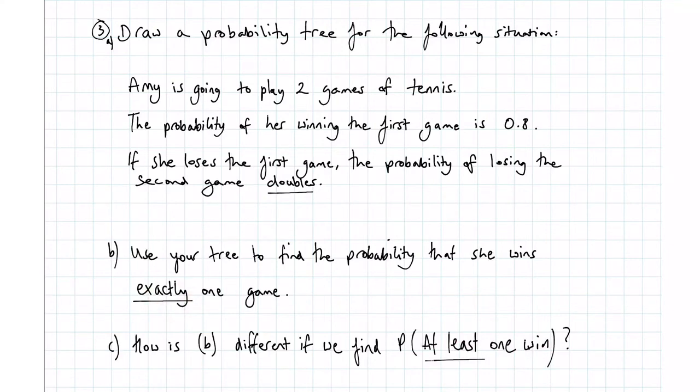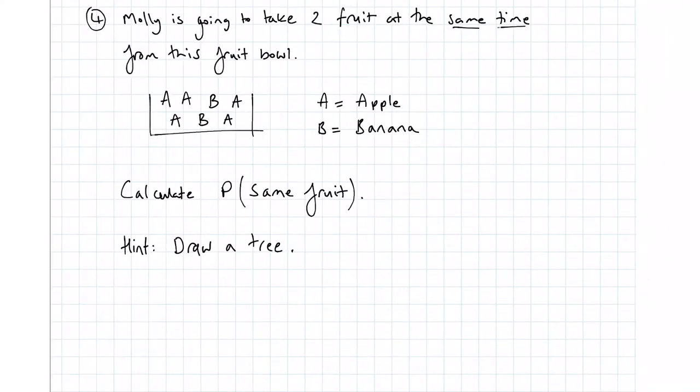Question 4. Now this is a little probability question about a fruit bowl. So we've got some apples and bananas in a fruit bowl here, and you're picking 2 at once. And I've mentioned this, I demonstrated this with pens and a pencil case in the classroom. Picking 2 at once, draw a tree, and then calculate the probability of picking the same fruit twice.